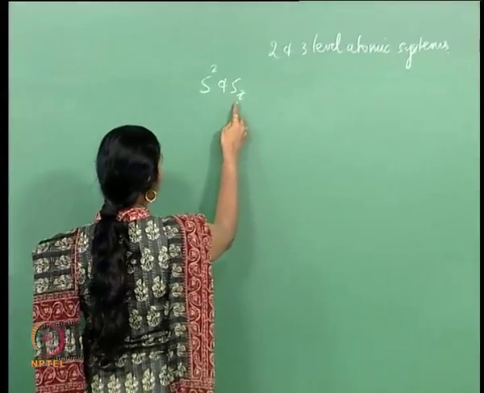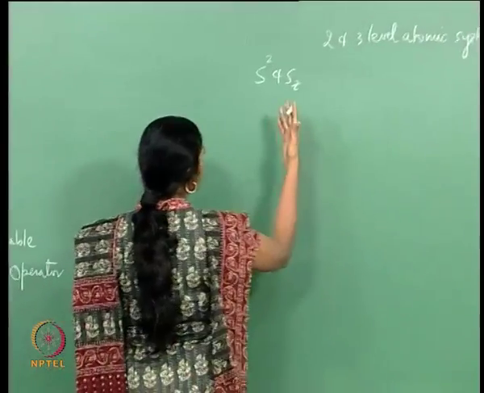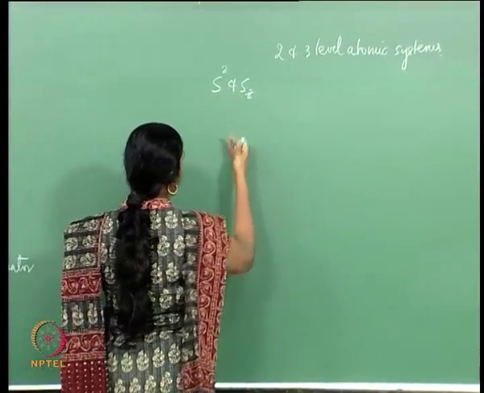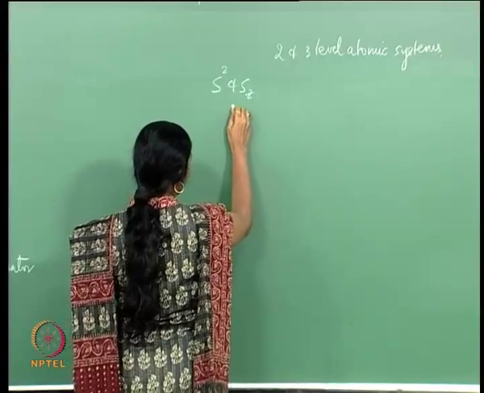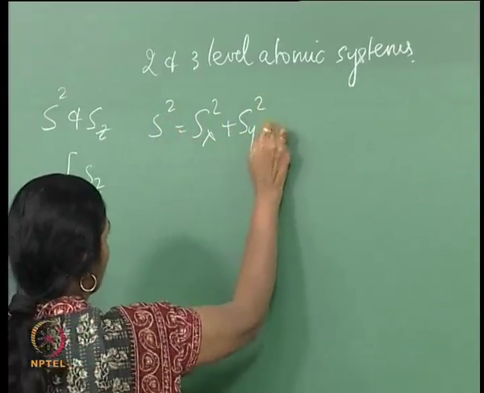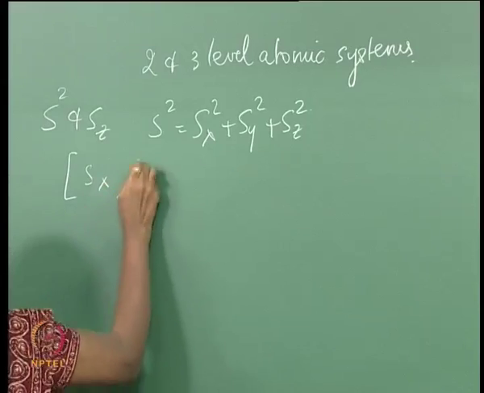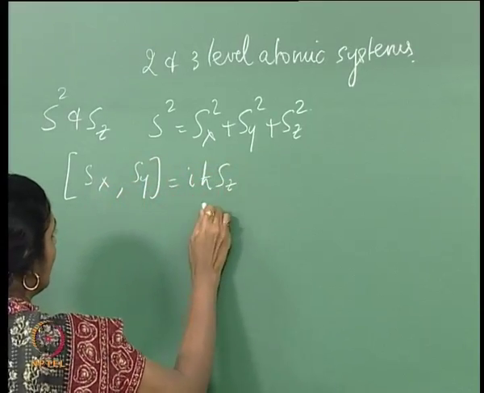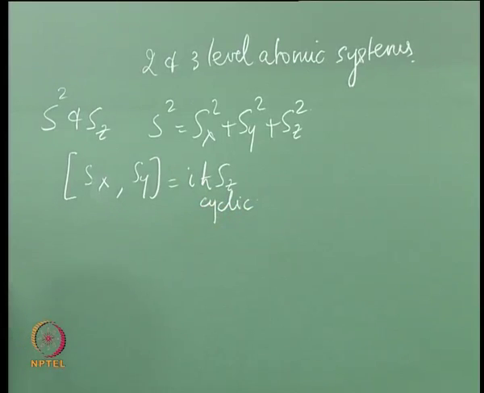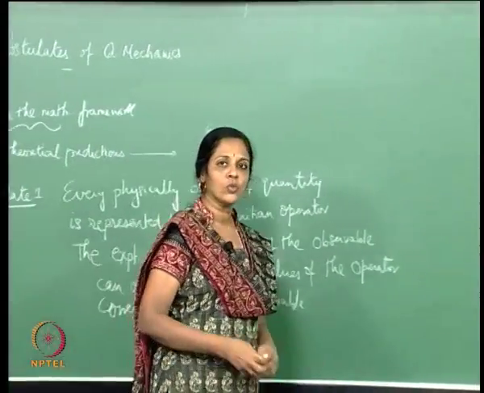So, spin and the third component of spin, if you thought about it in terms of the spin doublet, which could be the electron or the proton or the neutron. In the case of the 2 and 3 level atomic systems, it would be just S squared and Sz, which satisfied the algebra S squared is equal to Sx squared plus Sy squared plus Sz squared, and Sz satisfied along with Sx and Sy, the Lie algebra. The experimentally measured values of these observables can only be the eigenvalues of the operators corresponding to the observables.